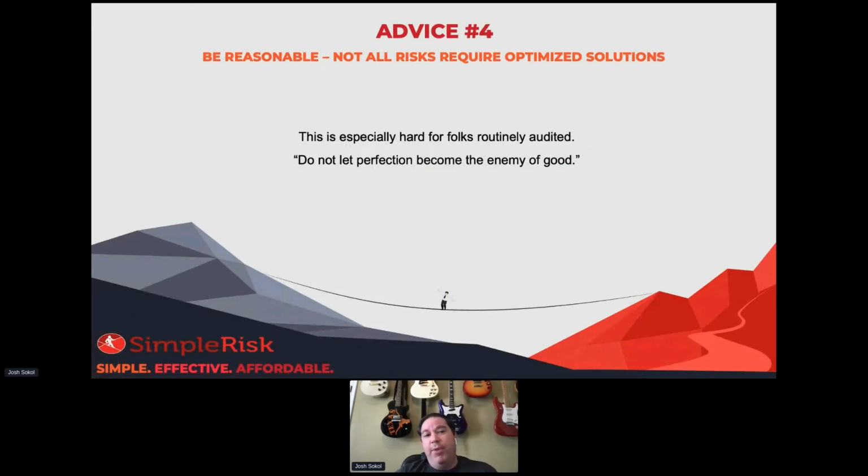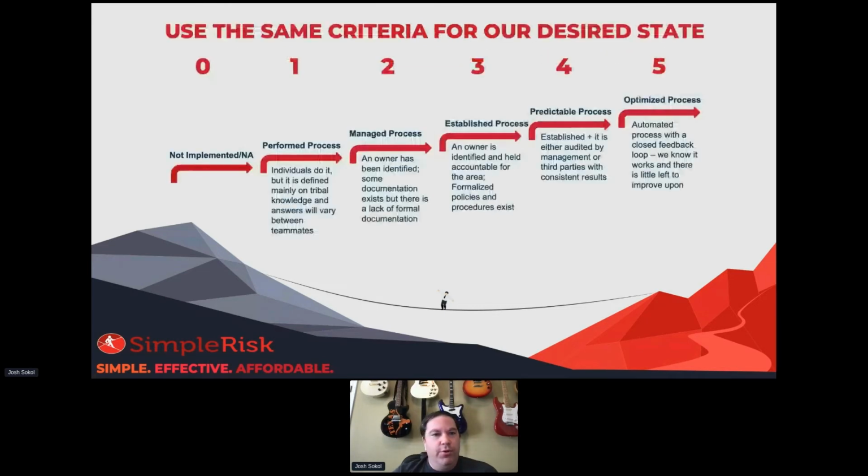Not all risks require optimized solutions. So, you don't have to be a 5. You don't have to be a 4. Sometimes being a 1 or a 2 is okay, right? So going back to here, again, another reminder: very few organizations will ever get to levels 4 or 5 for any of their controls. My advice to you is that having your controls at that level 3 is probably a good target. And that's why when NIST came out with their baselines, they basically said, or CMMC rather, said level 3 compliance is what they were looking for.